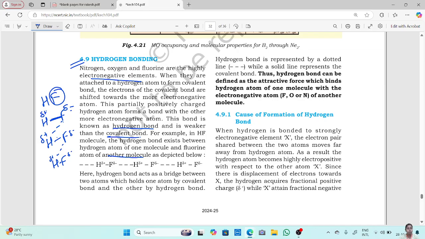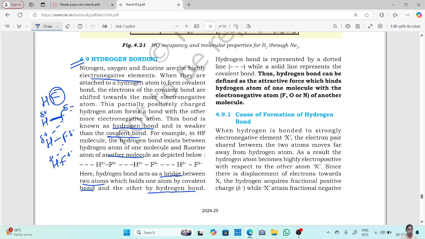So the hydrogen atom of one molecule and the fluorine atom of another molecule are bonded together. Here the hydrogen bond acts as a bridge between two atoms, holding one atom by a covalent bond and the other atom by a hydrogen bond. So it acts as a bridge between two HF molecules, where one is held by a covalent bond and the other by a hydrogen bond. Now the hydrogen bond is represented by a dotted line, while the solid line represents the covalent bond.